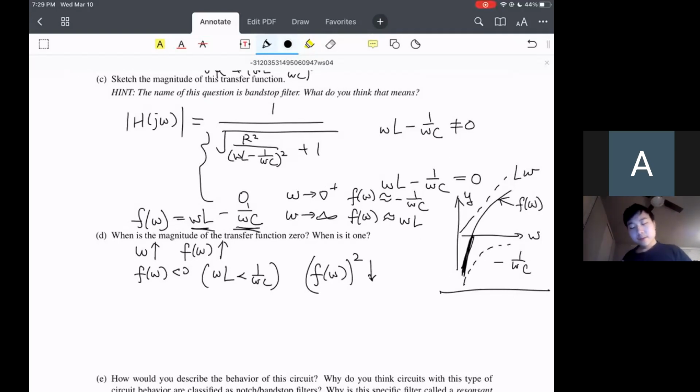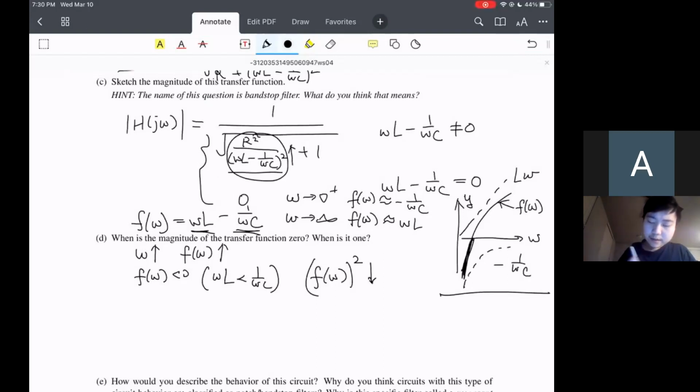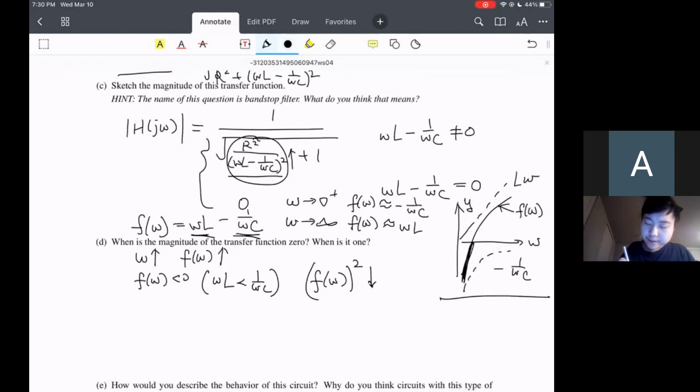Since this whole thing, f of omega, is in the denominator, we see that this fraction is going to be increasing. It's in the square root, and as a result, the square root is going to be increasing. The square root is in the denominator, and as a result, this magnitude is going to be decreasing.